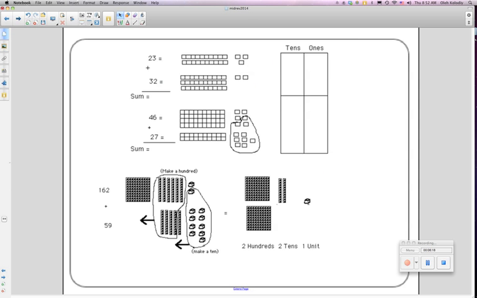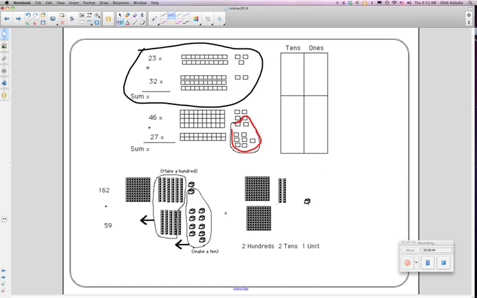We show each number, 23 and 32, bring things together to see what you have. In this particular case, the first example, there's no regrouping required. You just bring things together and see what you have. In the second case, there is regrouping required, because when you bring in all the ones for 46 and 27, you bring in all the ones, you have a group of 10, which you then have to place in here.